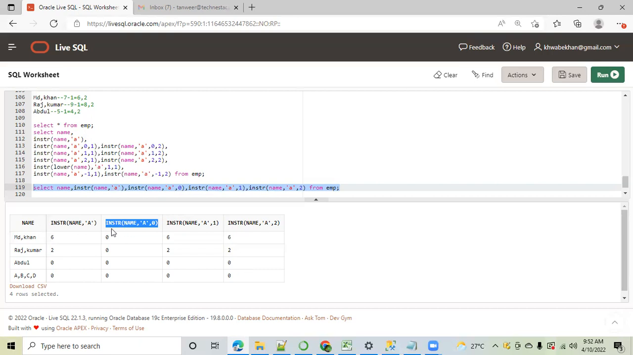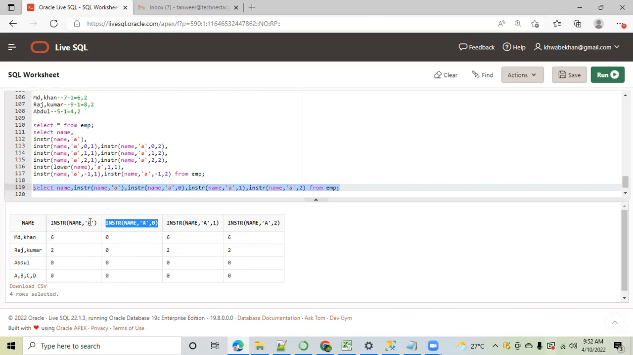If you're giving INSTR(name, 'a', 0), nothing will come up. Why? Because you are asking for the 0th occurrence. 0 means 0th occurrence, so nothing will come up here. That's why these all are giving 0.